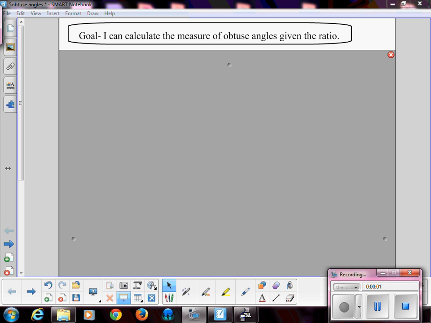So moving on, this lesson is something new for you. This is something that you haven't done in grade 10 or 11. So our goal today is: I can calculate the measure of obtuse angles given the ratio.